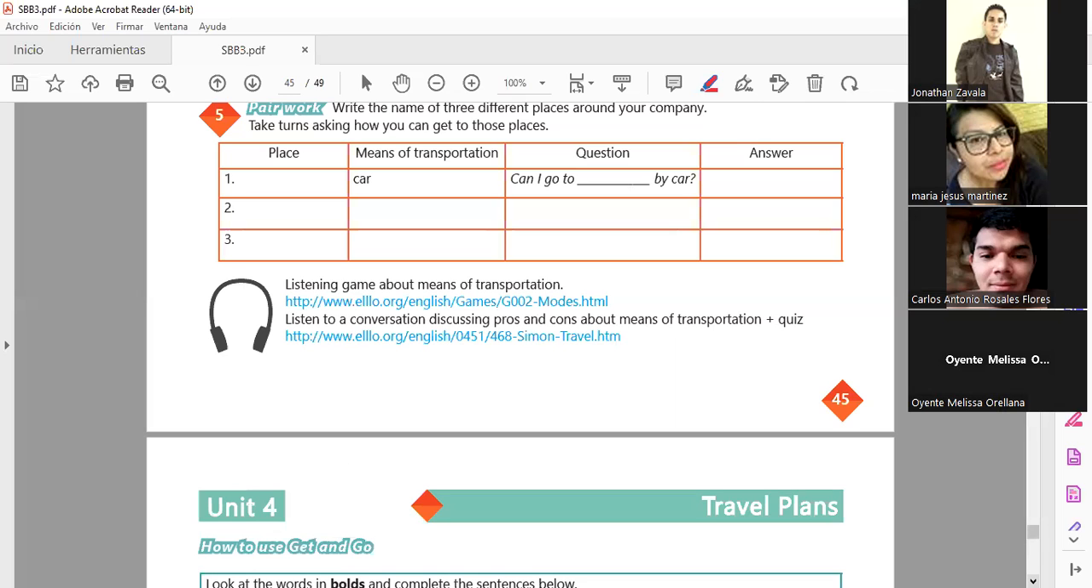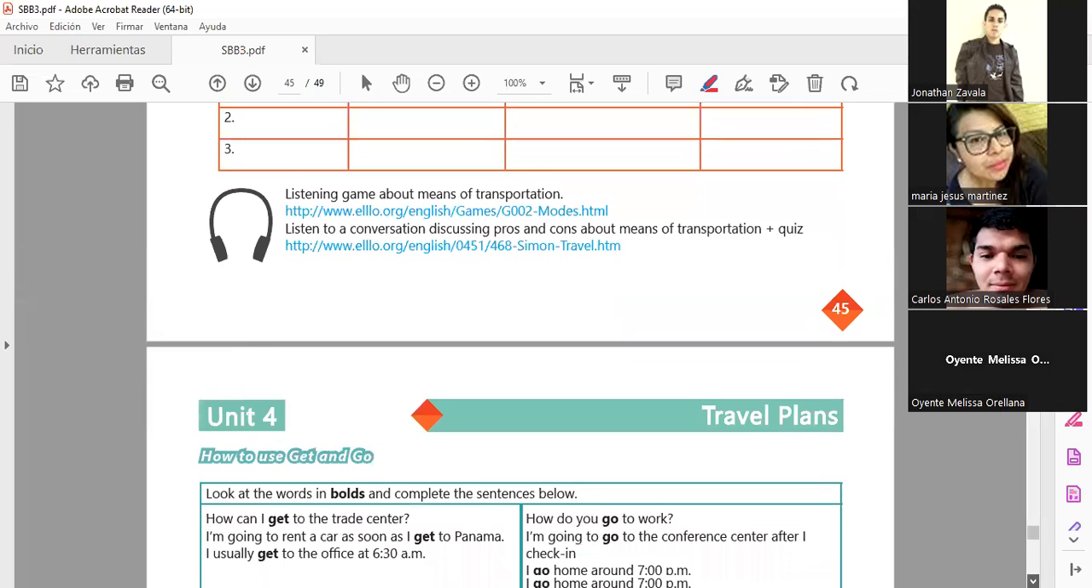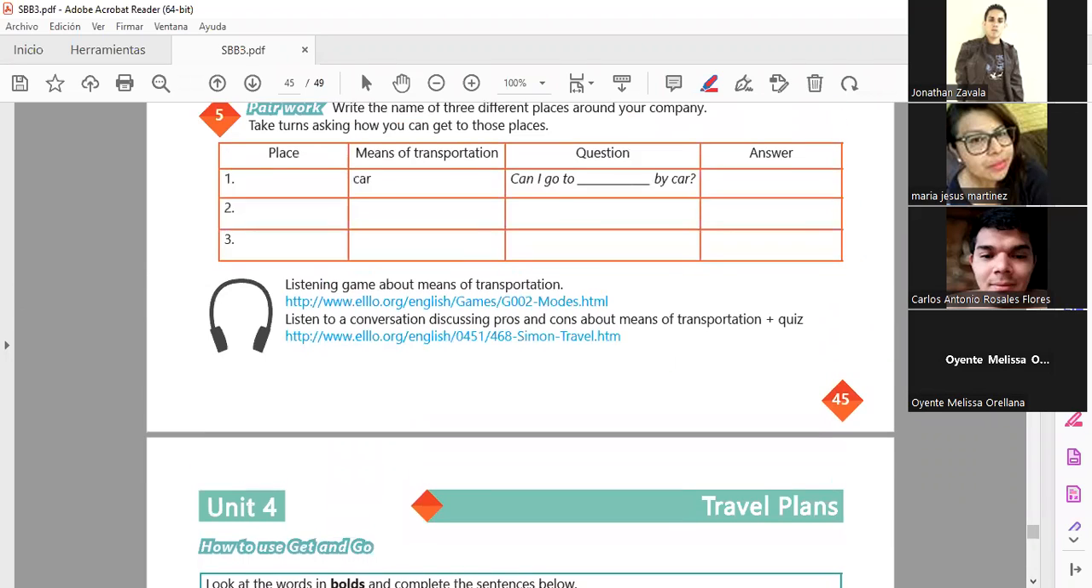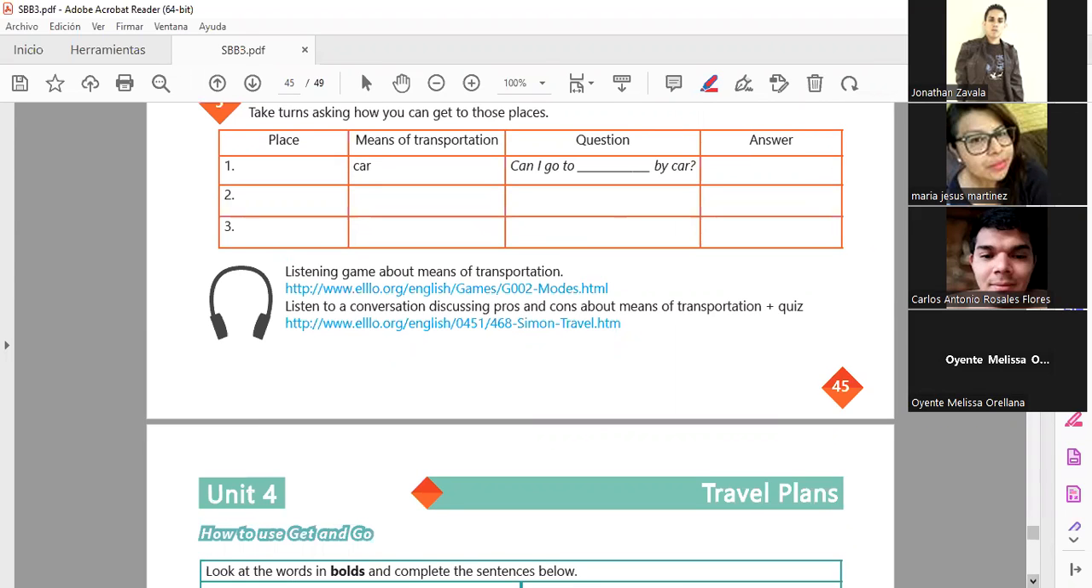Can I get to San Salvador from Santa Tecla by bicycle? By bicycle, yes. Can I get from San Salvador? Yes, you can, but it's preferable if you go by taxi or by car or by bus. I need the answer B, negative. You can't. It's too far away. You better take a taxi.